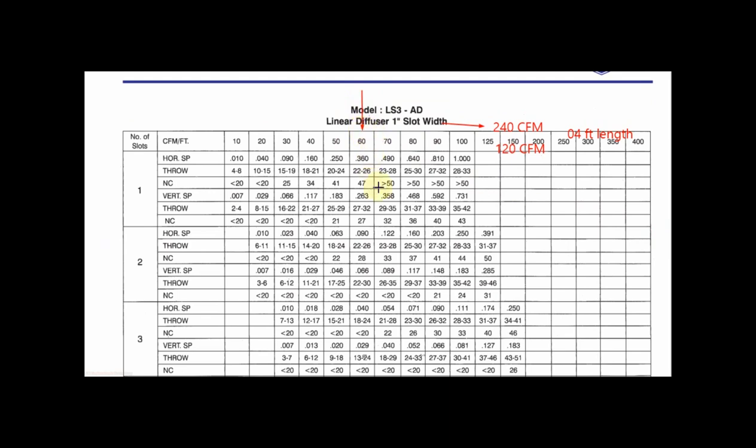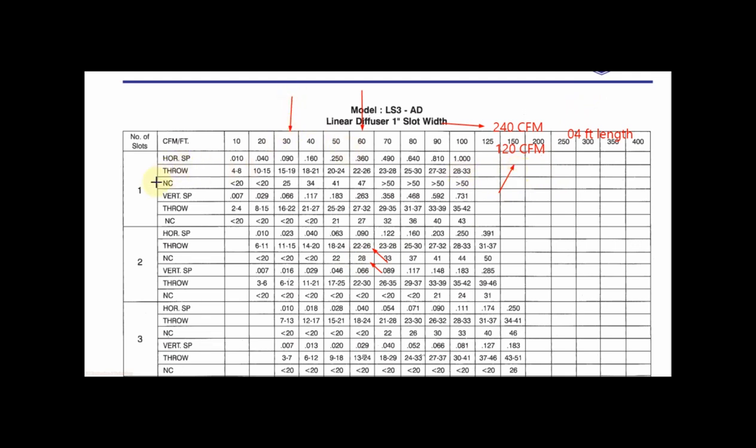For 60 CFM per feet, the NC value for 2 slots is 28. This is less than 30, so we will accept it. And the throw value is 22 to 26. Of these two throw values, 22 is at a terminal velocity of 100 fpm and 26 is at a terminal velocity of 50 fpm. Then for 120 CFM, the CFM per feet will be 30.